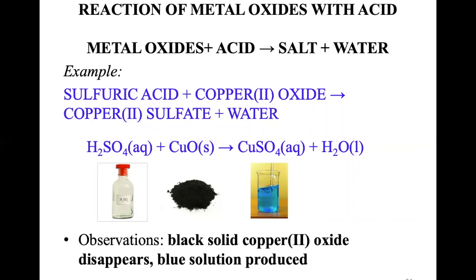Now this copper oxide reacts with the acid, and it gives salt plus water. See the colors. Copper oxide is black in color, H2SO4 is colorless. So when this black copper oxide is added to H2SO4, it forms a blue colored copper sulfate aqueous solution. So remember this.